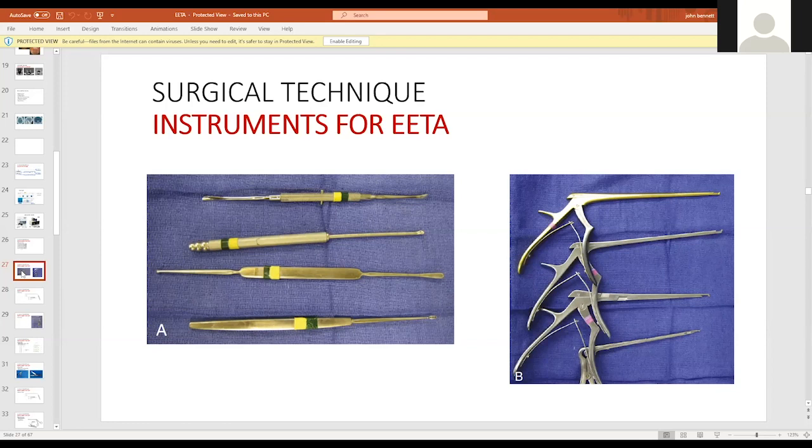So the punches you see on the right, you will use like 45 degree up or 45 degree down. It will help you to increase your aperture. When you remove the bone of the rostrum, you need those kind of rongeur. Okay, let's go again, next.